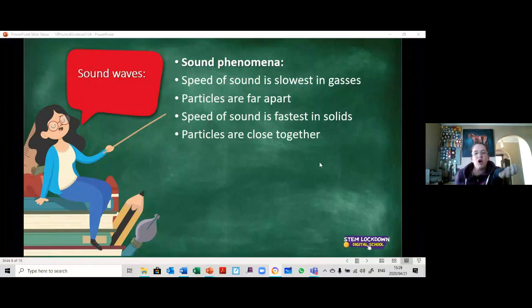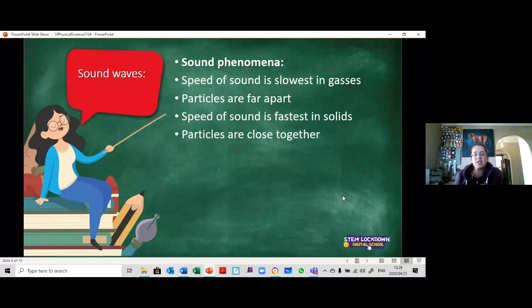This is an example of solids. Particles are close together, so if I bump a particle here, it quickly travels and bumps the next particle. But if the particles are very, very far apart, it takes a very long time for that particle to bump the next. So speed of sound is slowest in gases and fastest in solids.